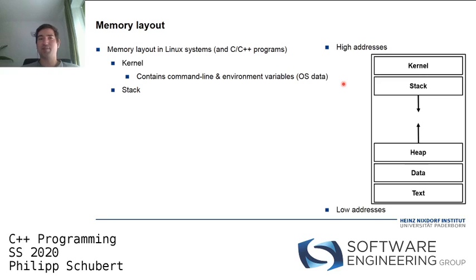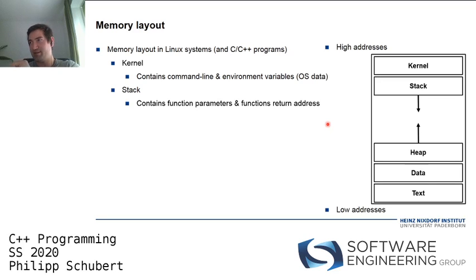Then you have stack memory, which is very important. Stack memory contains function parameters and function return addresses. Whenever you call a function, a new stack frame is put into the stack segment of your computer memory, and then the function parameters are in there.